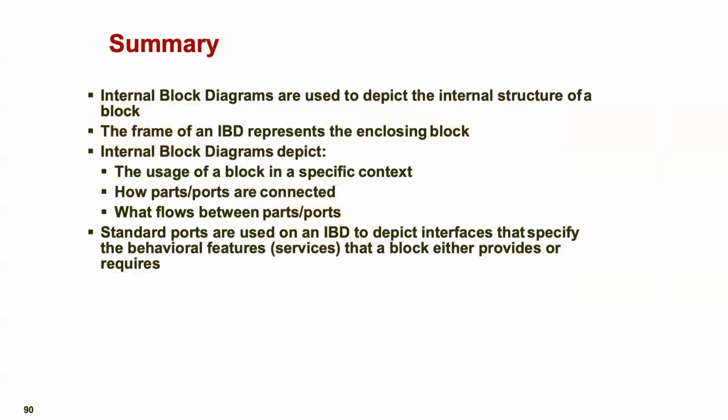So to summarize, an internal block diagram is used to depict the internal structure of a block. The frame of an IBD represents the enclosing block. And the internal block diagrams depict the use of a block in a specific context, how parts and ports are connected, and what flows between the parts and the ports. The standard ports are used on an IBD to depict interfaces that specify the behavior features that a block either provides or requires.